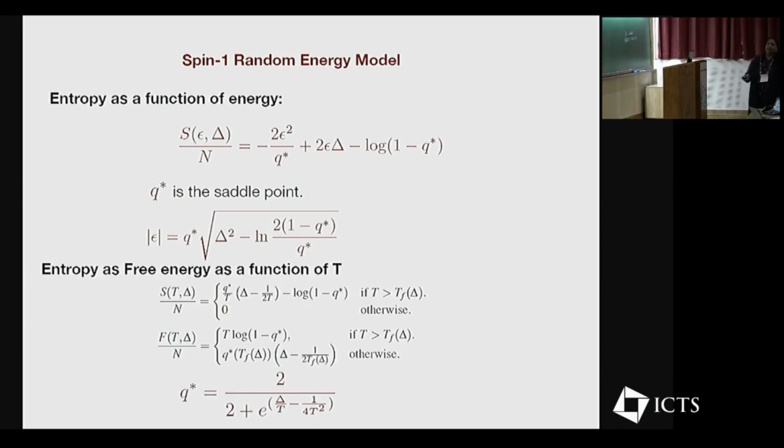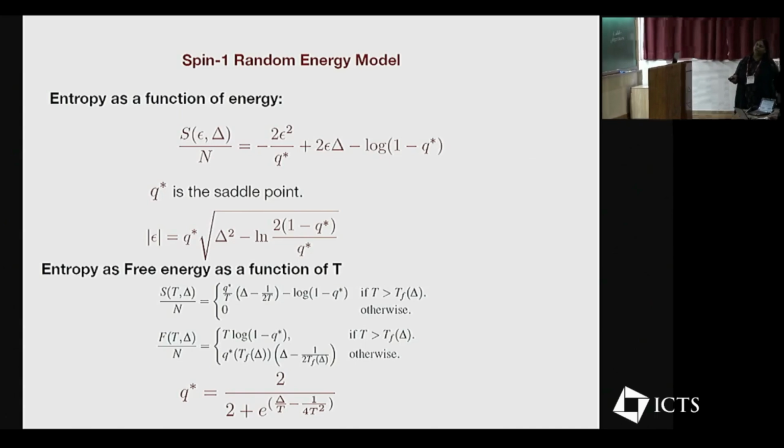From this we can go, it's easier to work if we get the expressions as a function of temperature. So we can get entropy as a function of temperature and the free energy also as a function of temperature, and the typical value of Q.